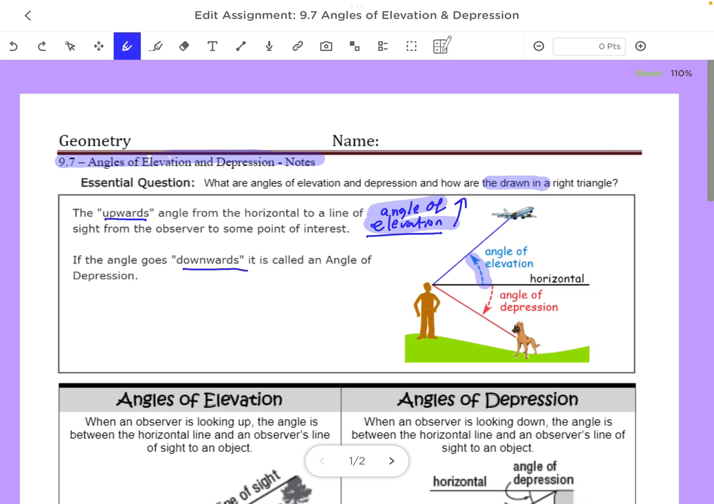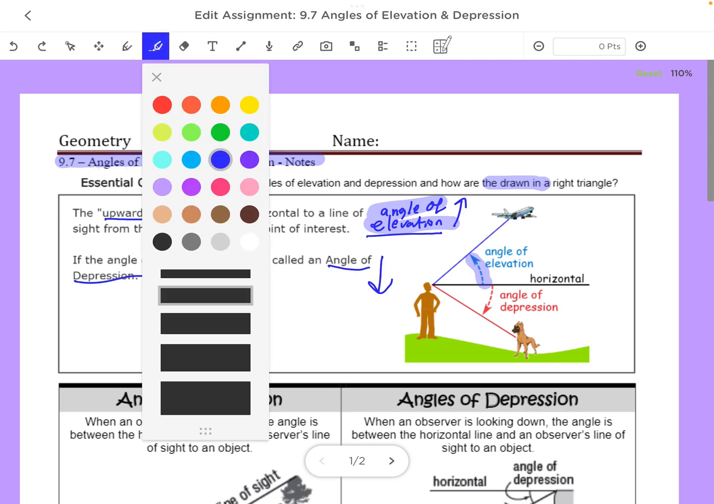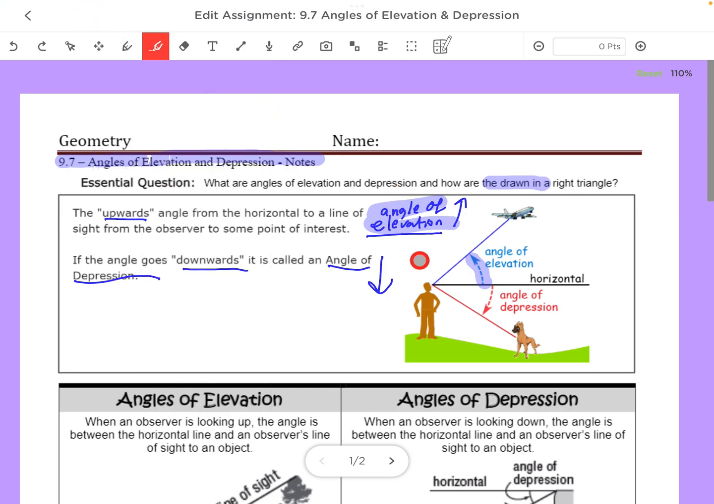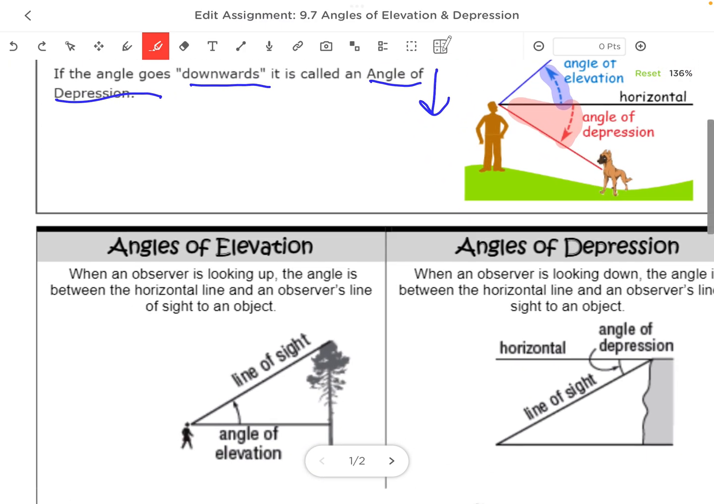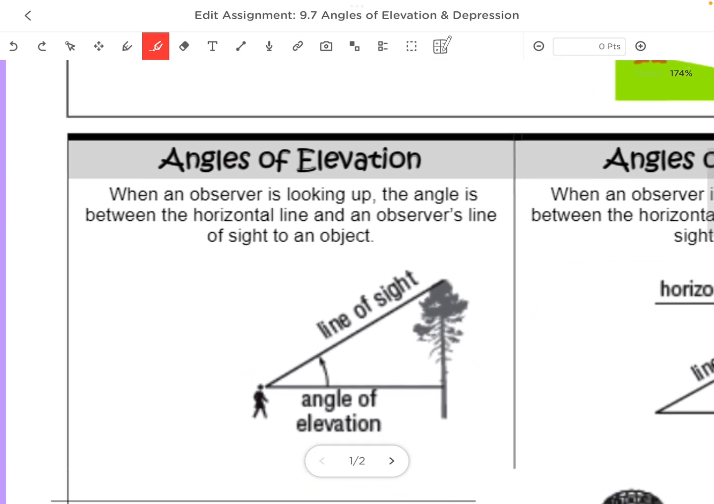Similarly, if we look down, that's going to be called the angle of depression. So that's what this is right over here. If we're looking straight ahead and then we look down at that dog, that's going to be called the angle of depression. So that's what we're talking about today: angle of elevation and angle of depression. Let's break it down a little bit better.